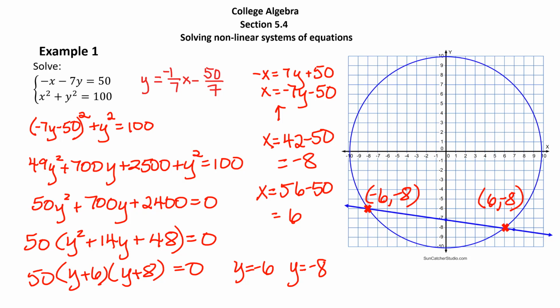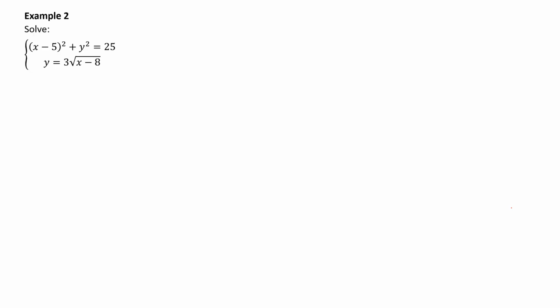All right, here's another one that involves nonlinear equations. So that first equation is a circle again, and the second equation is half of a parabola. Remember that when you have y equals the square root of x, you're talking about a parabola, but it's only the positive part of it because a square root can't be negative. So we'll solve this one algebraically, and then we'll look at the graph.